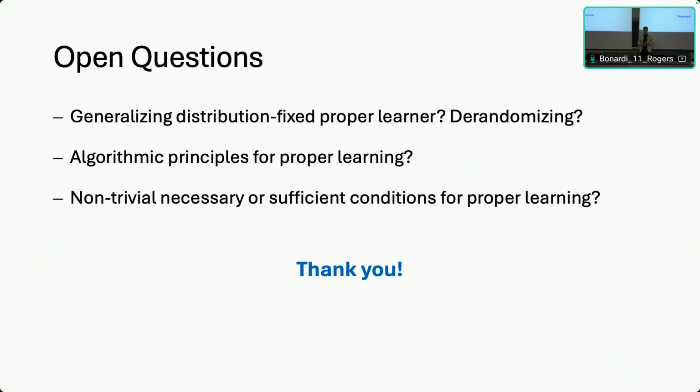Do you need randomness there? Can you have that same theorem with a deterministic proper learner? Yeah, so that's the first bullet point. I see. Yeah, I think that's a very good question. I would love to see it generalized and de-randomized. I think it might just be an artifact of the proof.